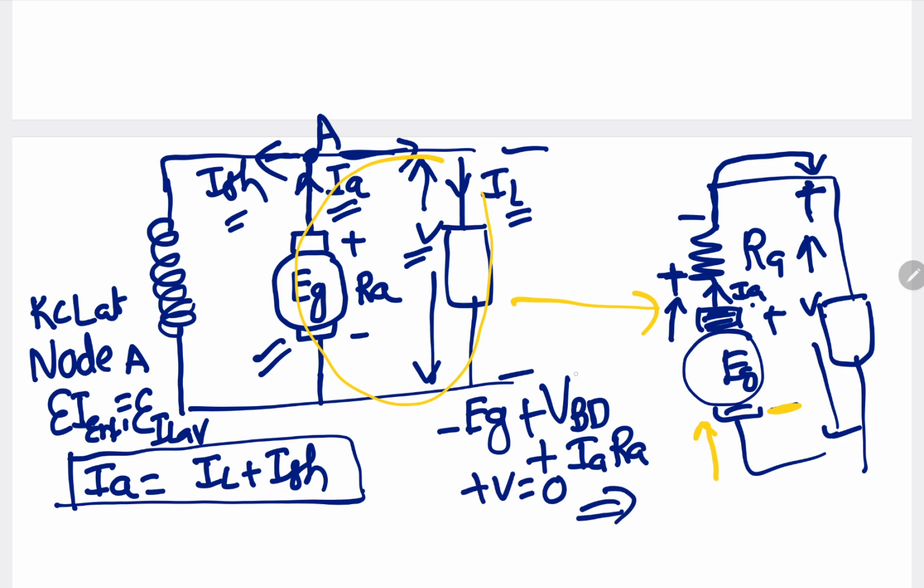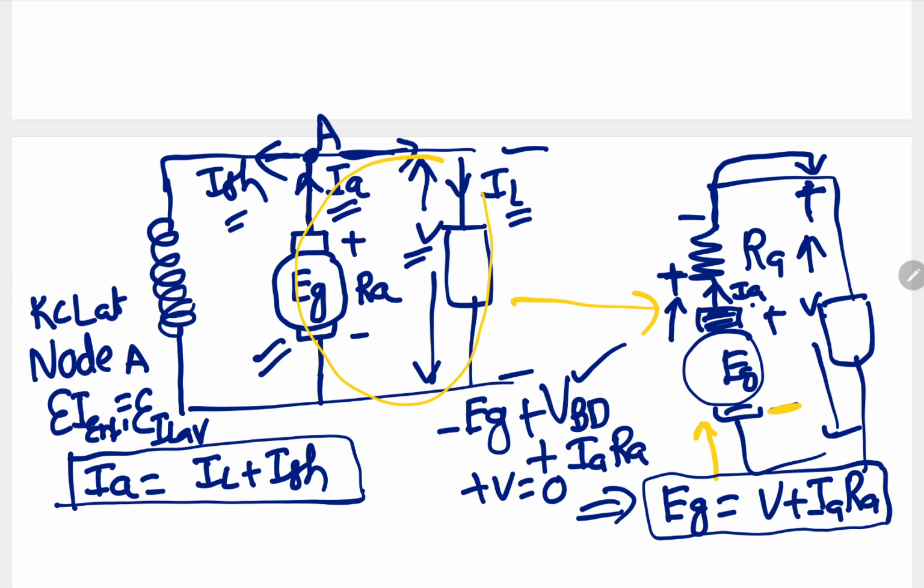Usually the voltage drop in the brushes is small, hence it is neglected. Then EG is equal to V plus IA into RA. This is the voltage equation of the DC shunt generator.